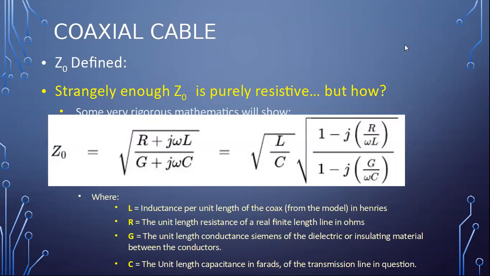Strangely enough, Z0 is known to be resistive. How is that possible? Now, in these equations here, the L is the inductance per unit length of the coax from the model and from the spec tables for the coax. R is the unit length resistance of a finite length, or the specified unit length, which is usually a foot, by the way. We talk about antenna lengths and meters and stuff like that, but when you see these specifications in the coax table, it's ohms per foot, capacitance per foot, and inductance per foot, usually. So don't know why there's that dichotomy there, but there is. G is the conductance in Siemens, and that's the SI unit for conductance, of the dielectric or insulating material between the conductors. So all of this rigorous mathematics with the differential equations and so forth.